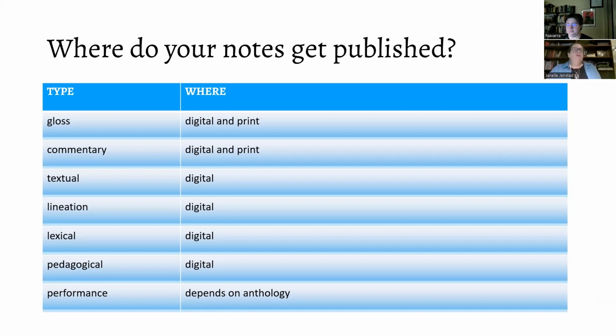So by default, all the glosses show up in the digital edition and the print edition. And by default, all of the commentary notes show up in the digital and print edition. However, we do not put textual notes, lineation notes, lexical notes, and pedagogical notes in the print edition. They are digital only. We're calling the print edition series LEMDO Hornbooks.